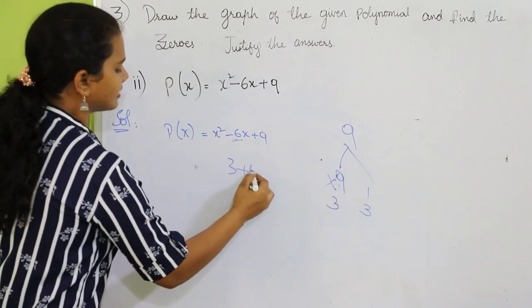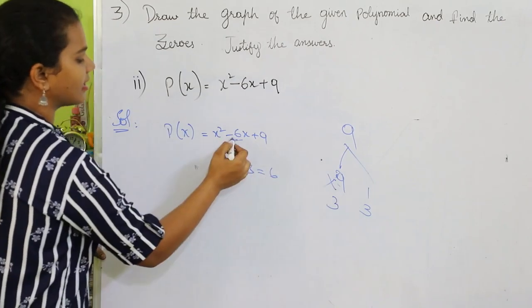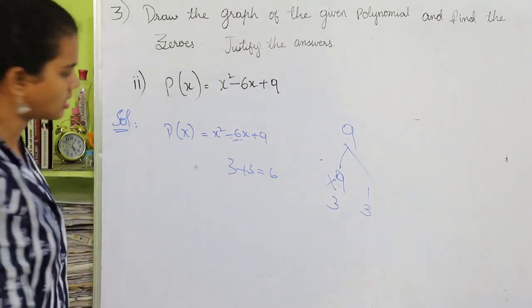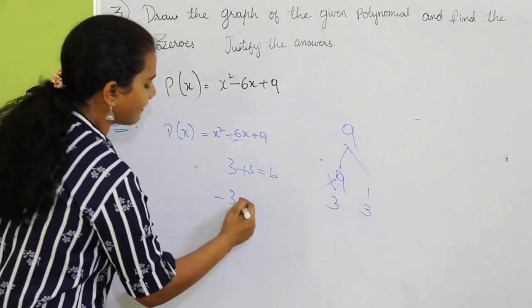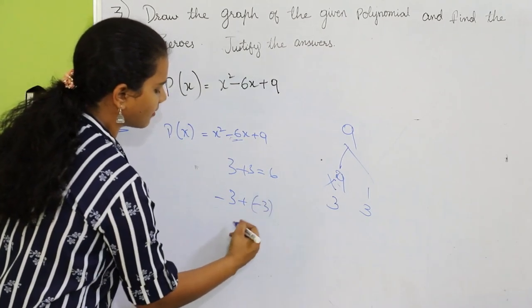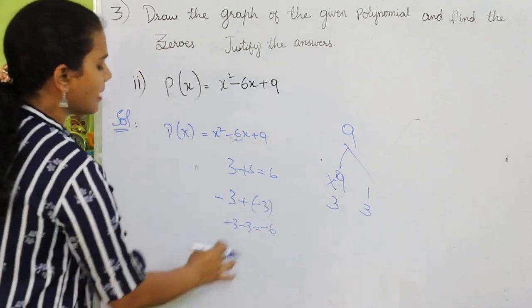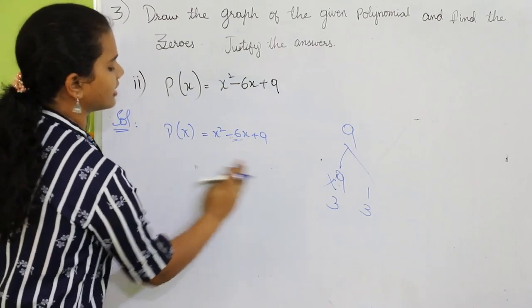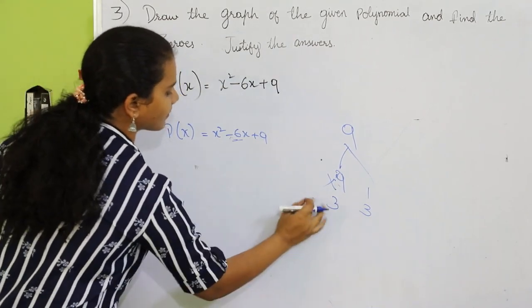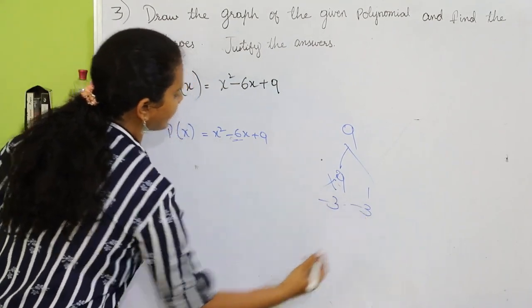Now what do you go for the second one? 3 plus 3. 3 plus 3 is what? 6. But here what have they given? Minus 6. We need minus 6. So what you do? Add minus 3 plus minus 3. Where minus 3 minus 3 equals what? Minus 6. Clear? So therefore, the given factors will be minus 3 and minus 3.